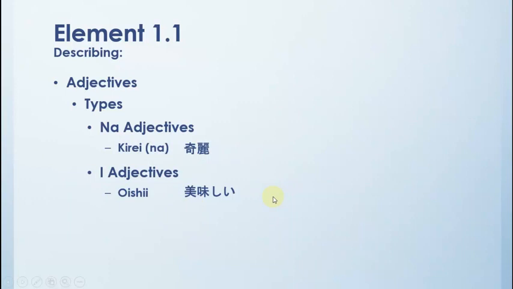Sir, what's the importance of knowing which is na adjective and which is I adjective? The answer is because of their conjugation. So they are conjugated in different ways. Okay? Let's start off with the particle na, the na adjective. Okay? So na adjectives, pagkatapos nila ay yung end ng sentence natin. Okay? So here's an example. Kirei desu.